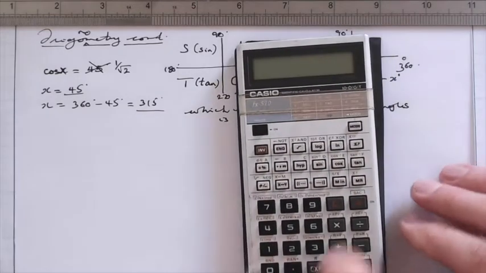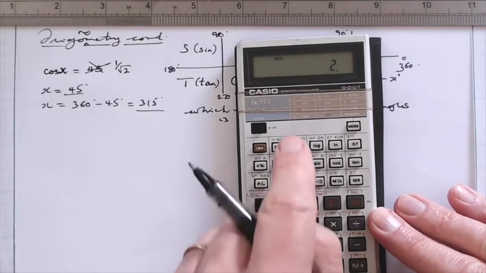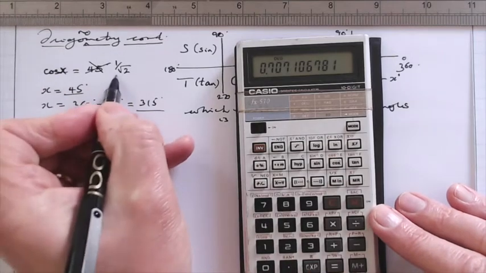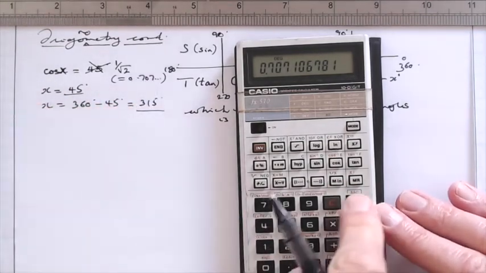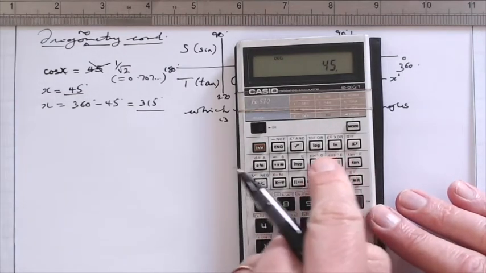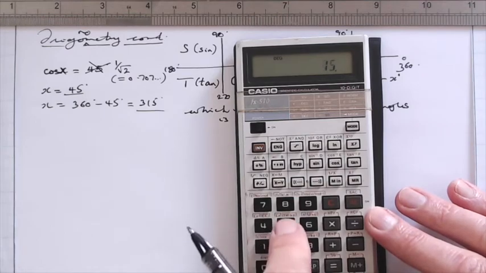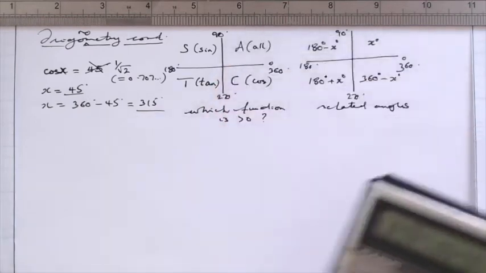I can just check that that's right. So 1 over root 2, let's just see what that looks like. That's 0.707 dot dot dot. And we can see if I take 45 degrees and the cosine, I get 1 over root 2. If I take 315 degrees and take the cosine, I get 1 over root 2. So all is well.